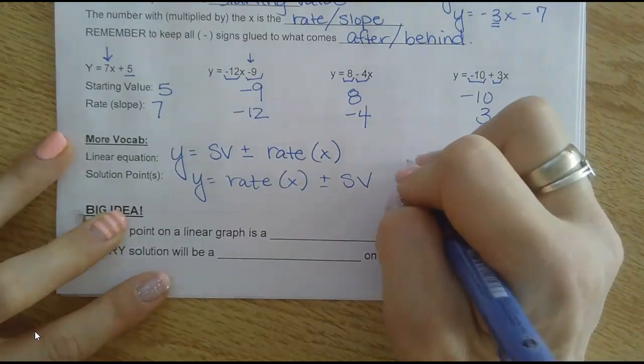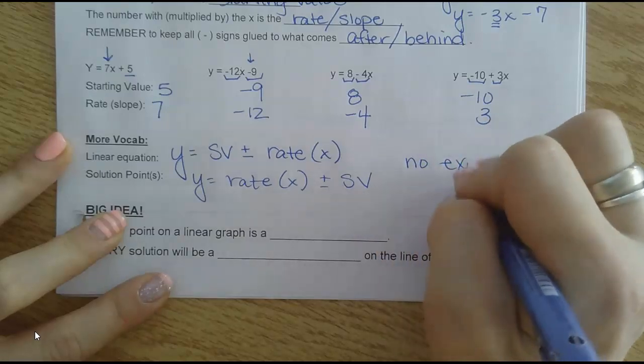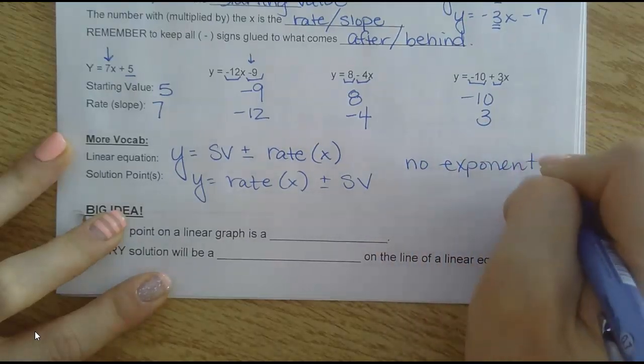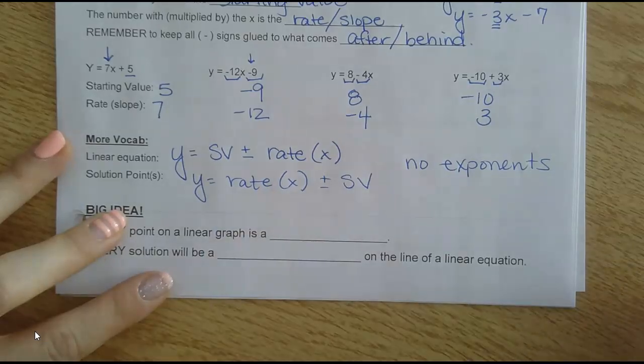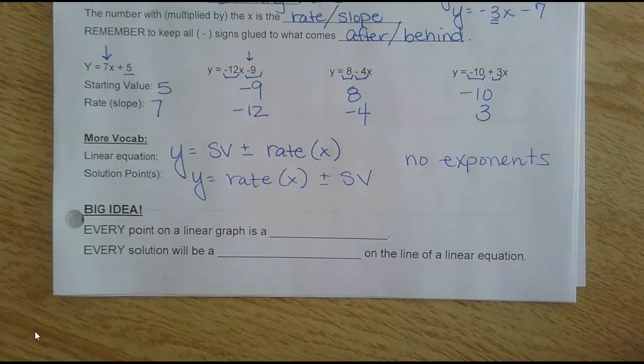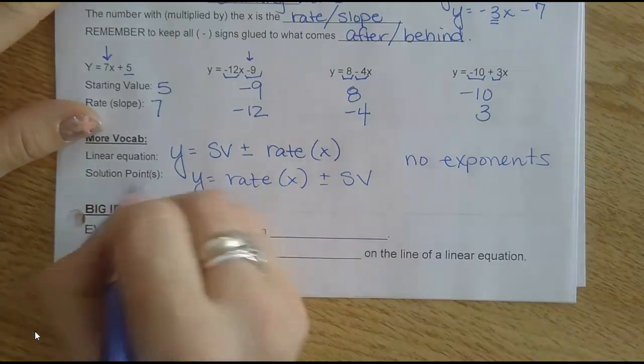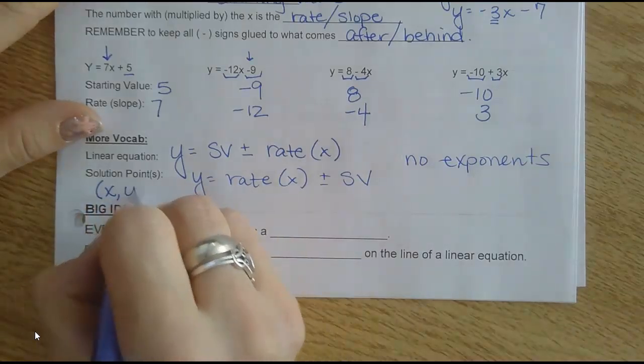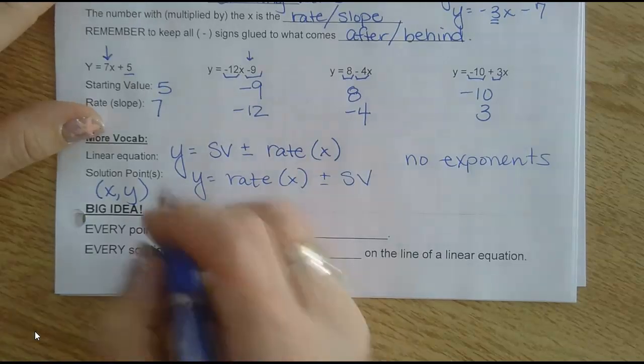Really, we're just talking about where there's no exponents. No exponents on the variables here. And when we graph them, we should get a straight line. Okay. Solution points are all the xy pairs that work.